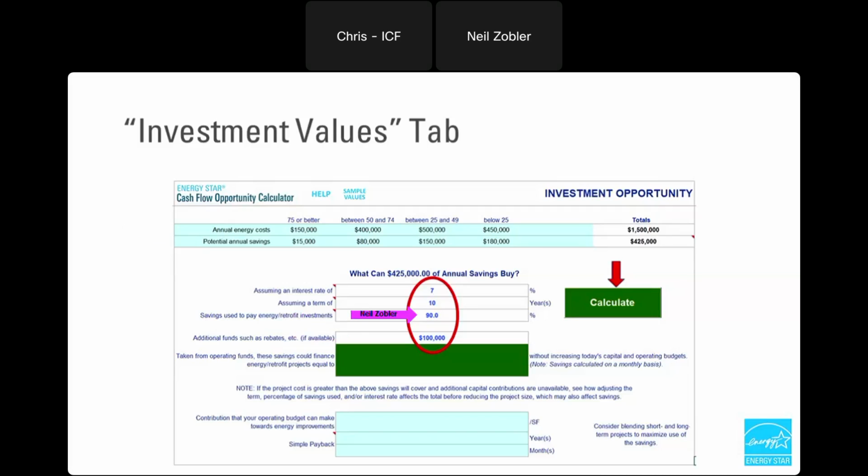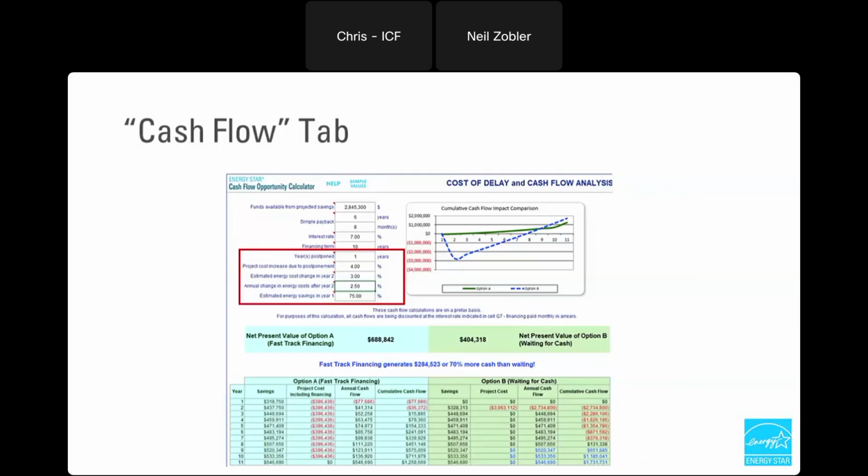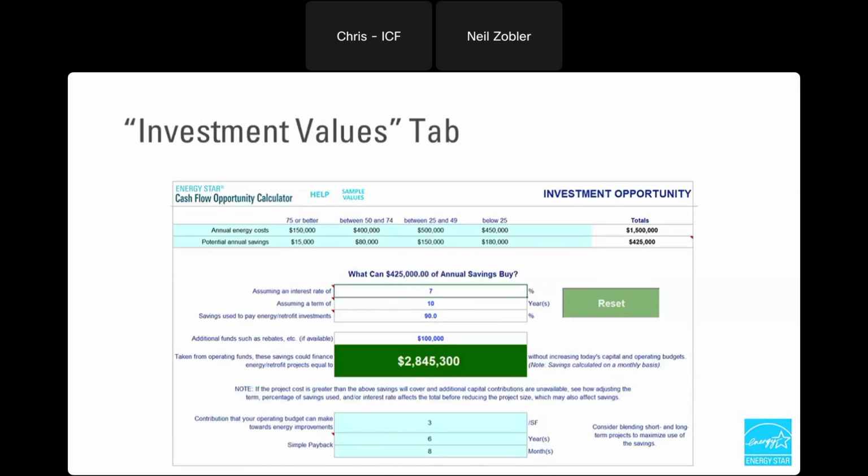So once you've plugged those numbers in, you push the green button over here, and it comes up with the total savings. In this example, we can buy $2.8 million worth of new equipment just by using the savings, using 90% of the savings, which means we're giving 10% back to the organization to spend as they wish.